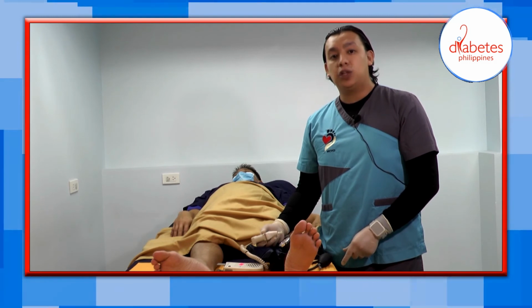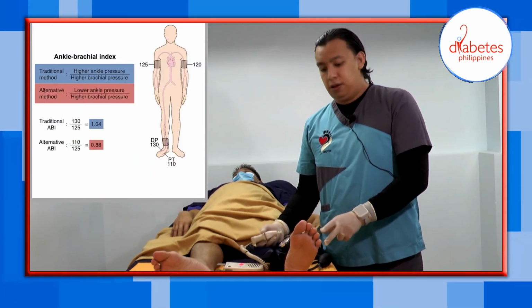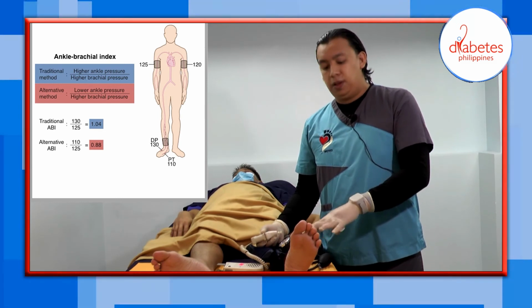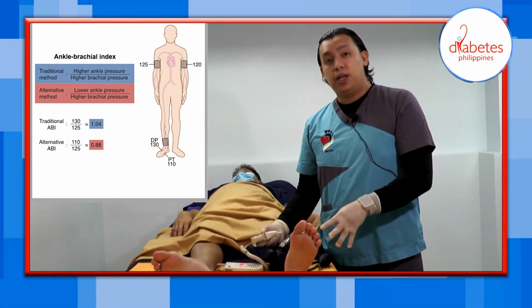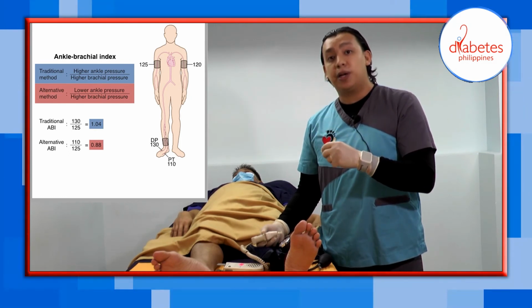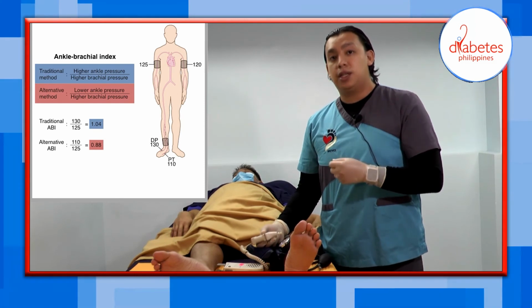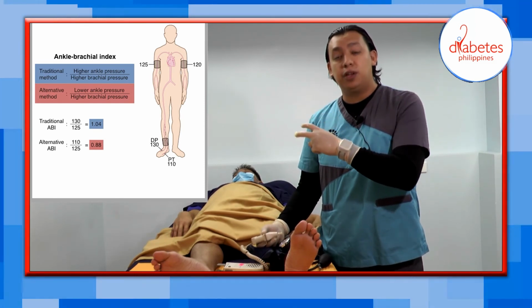Now, the computation will be the highest pressure of the ankle of one side, for example, the left. Then we divide it with the highest systolic pressure of either side for the upper extremities. So the formula will be posted in the video.